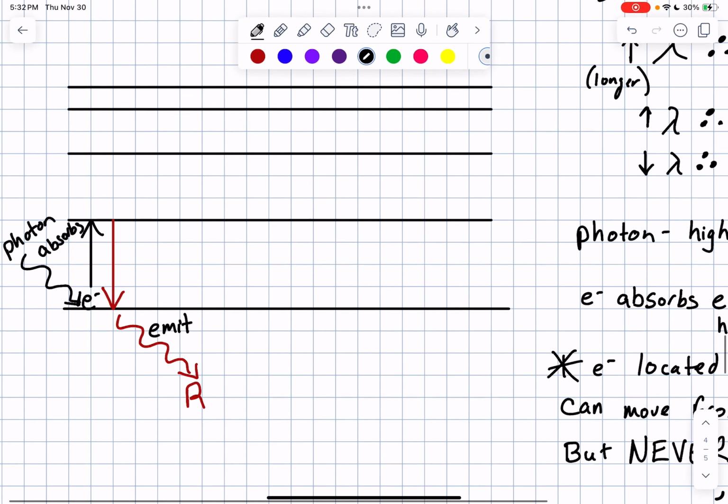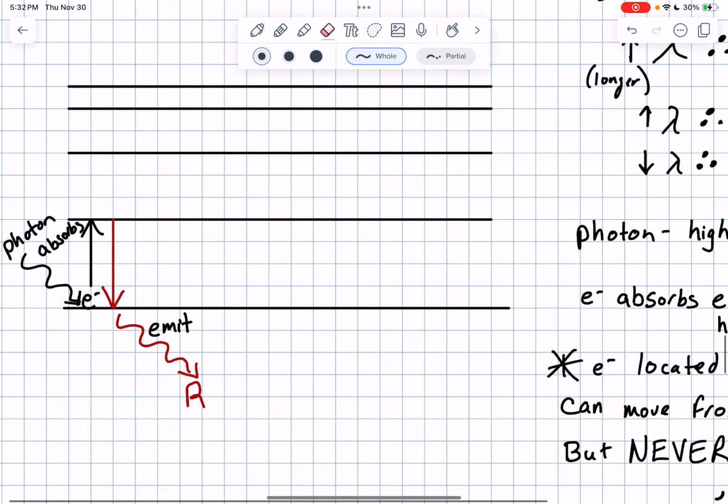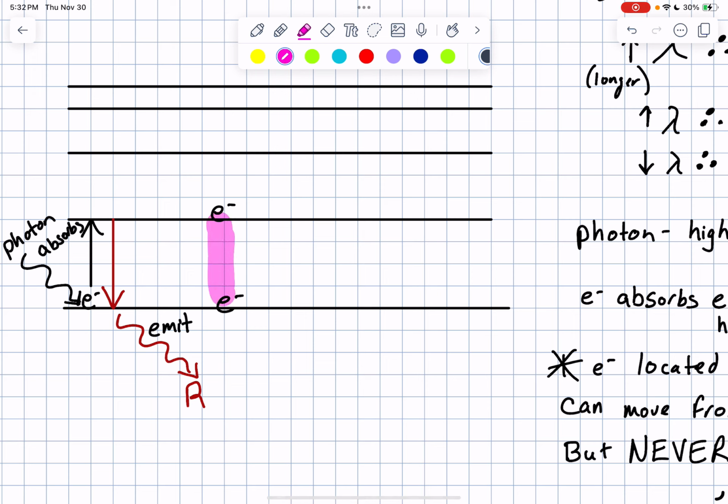So what that means is that my electron can be here, or it can be here. It cannot be anywhere in between. It's on the energy level, or it's on the next energy level up. So it's on that first energy level, or it's on the second energy level. Never ever between levels.